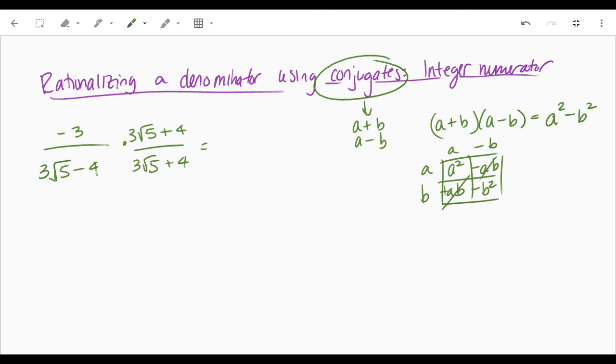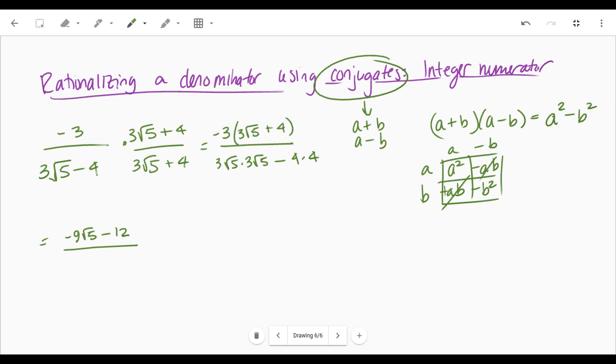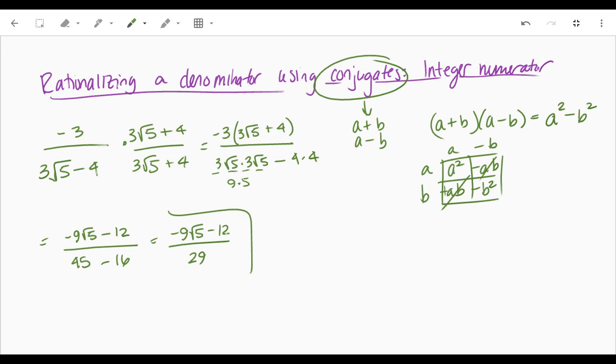So we'll have negative 3 root 5 plus 4 over, we can do 3 square root of 5 times 3 square root of 5 minus 4 times 4. So what we end up with then is negative 9 square root of 5 minus 12 over 3 times 3 is 9, square root of 5 times square root of 5 is 5, so 9 times 5, which would be 45, minus 16. So we have negative 9 root 5 minus 12 over 45 minus 16 is 29. Okay, so that's your final answer there.